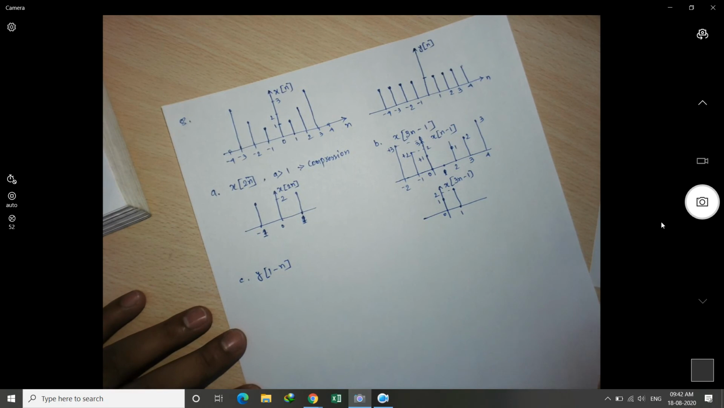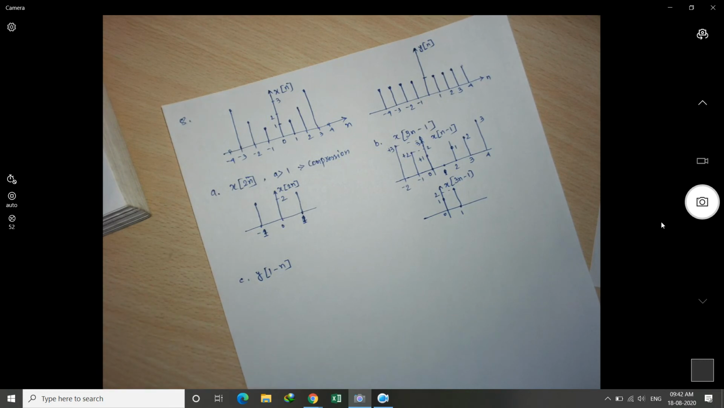So let us draw for y of 1 minus n. So how will it look? Y of 1 minus n. So how can we take? Just suggest anyone. Sir, it will shift the graph and then give me the remaining.